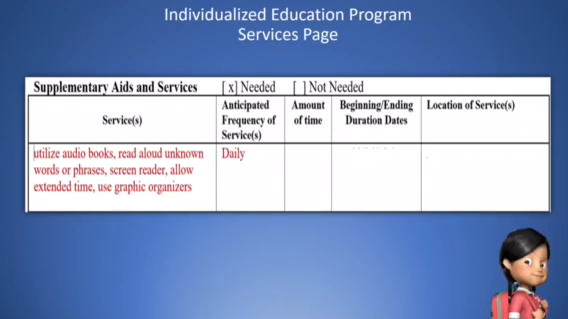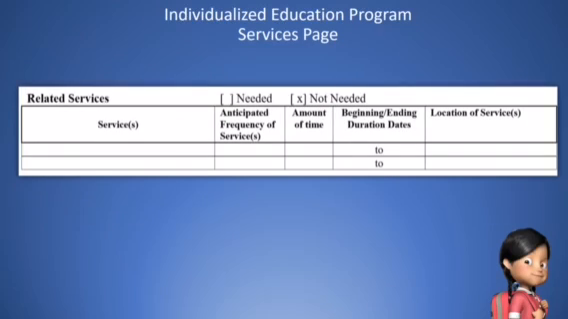Again, we must have anticipated frequency of service. Amount of time is not required except for special education and related services, but beginning, ending, duration date, and location of services is required. For related services, again, you need to have what specially designed instruction for that related service is being provided, the anticipated frequency, the amount of time, beginning, ending, duration dates, and location of services.